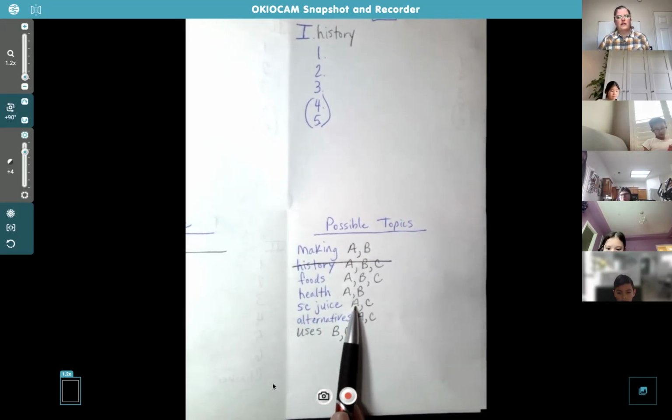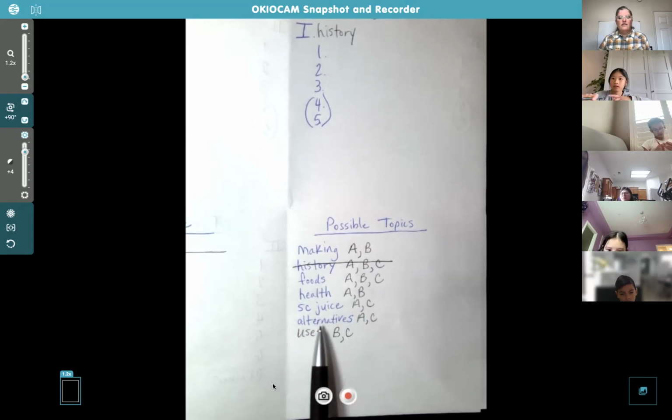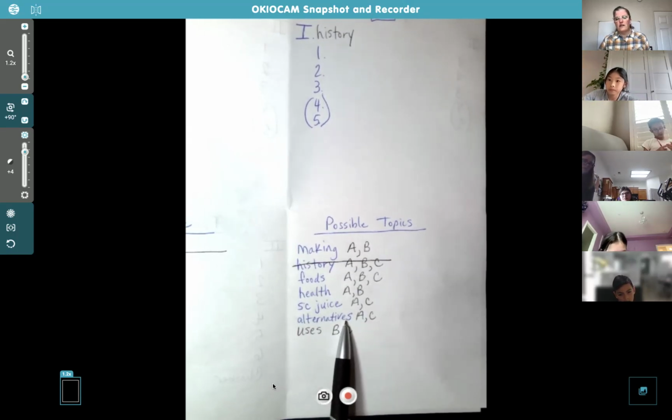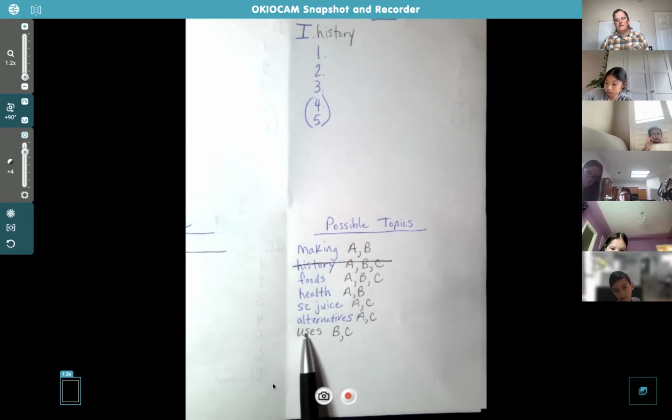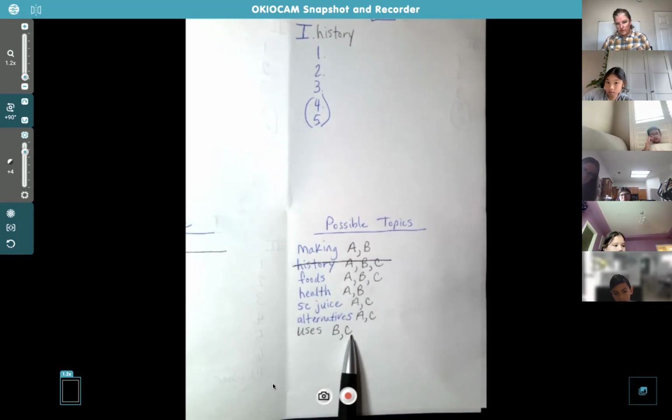Sugarcane juice is only in A and C. Alternatives, that's like other things to sweeten with other than sugar. It's in A and C. And then you've got the uses for sugar is in B and C.